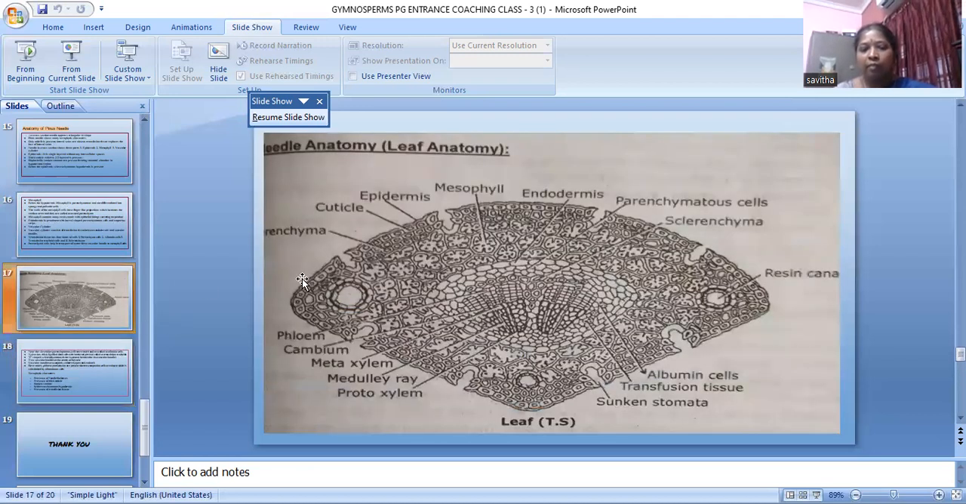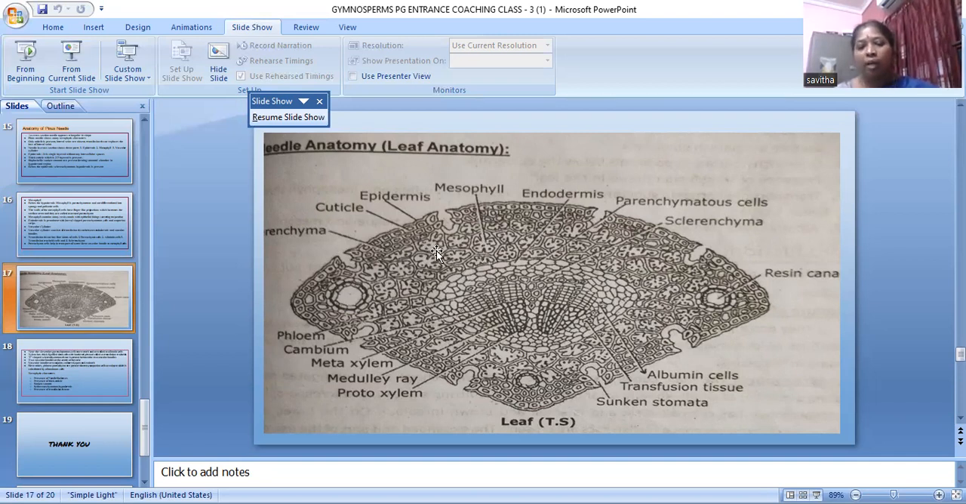Here the leaf is needle-like. In cross section, you see the triangular nature of the needle, and the outer part is the epidermis, which is thick and covered by a thick cuticle, and has sunken stomata. Below the epidermis, you will find the hypodermis, which is sclerenchymatous in nature.